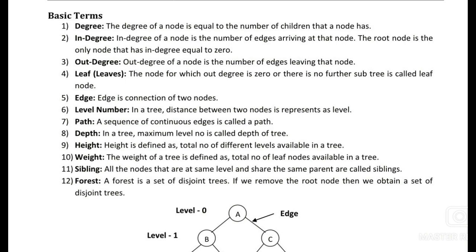So what is degree? The degree of a node is equal to the number of children that node has. Degree means what? કે node ને કેટલા child છે એને આપણે degree કહીશું. In degree of a node is the number of nodes arriving at the node. The root node is the only node that has in degree equal to 0. In degree means whenever any node occurs as a child of another node, it is known as in degree. Out degree means what? The number of edges leaving that node.